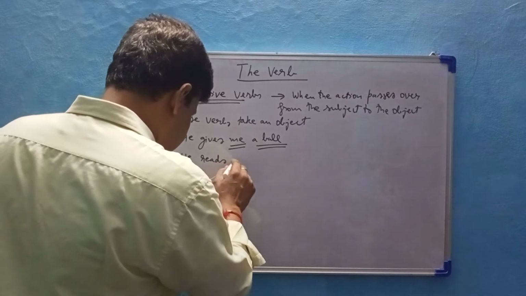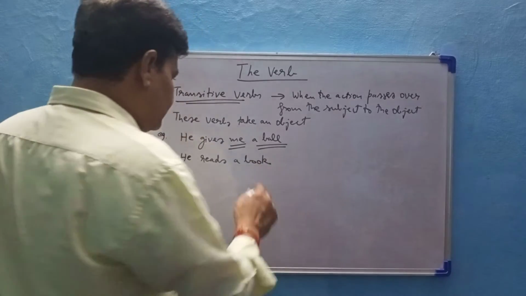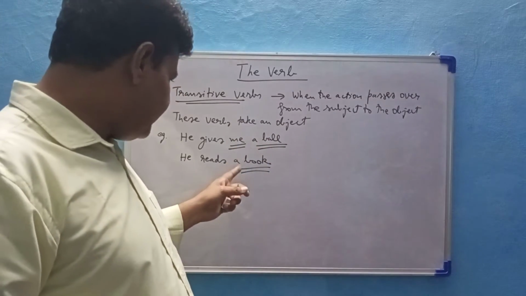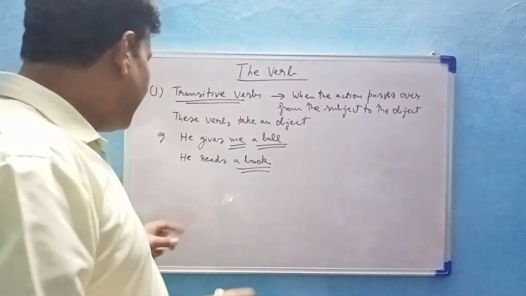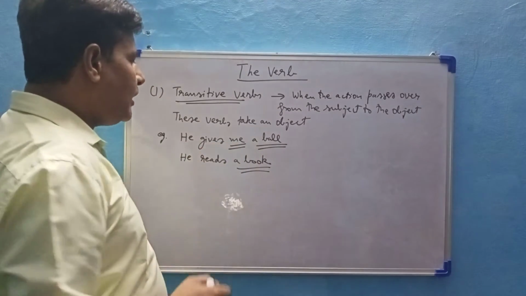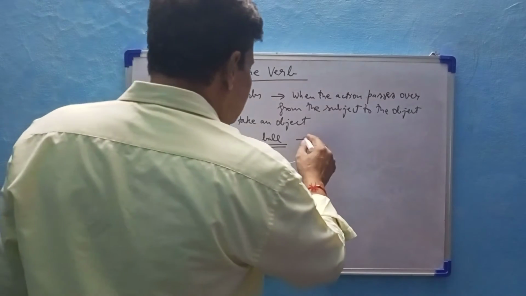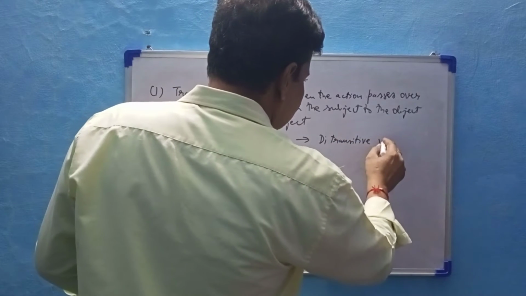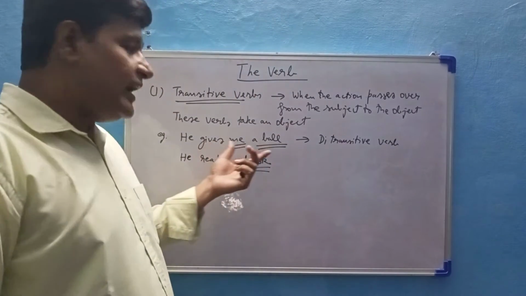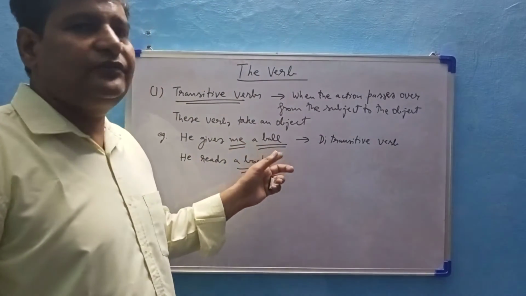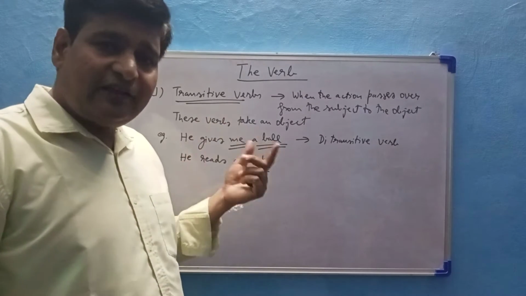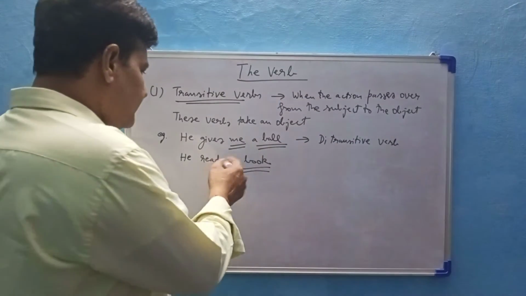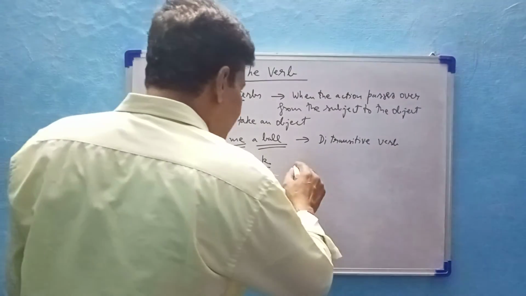He reads a book. Here we see that in the first sentence there are two objects and in the second sentence there is one object. And the action is passing over from the subject to the object. So the first one is called ditransitive verb. Here it is a ditransitive verb. Why? Because there are two objects. So when a transitive verb takes two objects, then it is called ditransitive. And when it takes one object, then it is simply transitive.